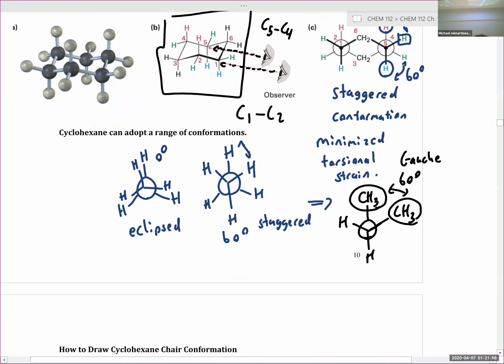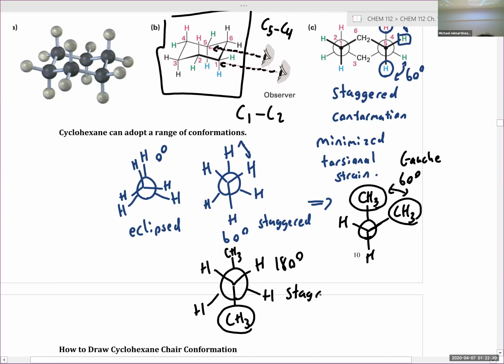If you have really bulky substituents, another staggered conformation that we specifically refer to is if we have a full 180 degree separation. So for example, for dimethylbutane, this 180 degree separation would be considered staggered. So gauche is a very specific case where your substituents are 60 degrees apart and have steric bulk. Does that make sense?